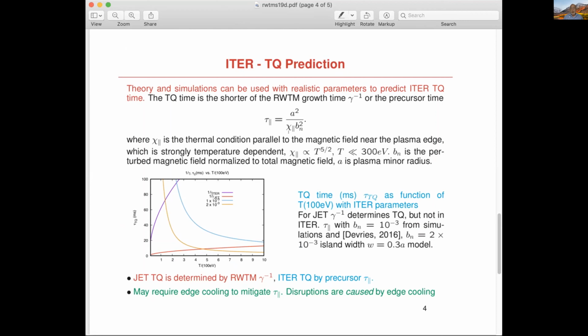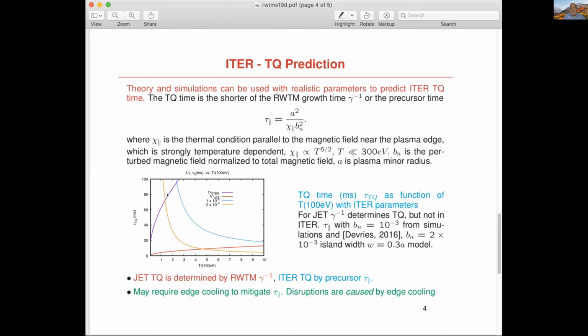I should mention that this time is strongly dependent on the temperature as well as on the magnetic field perturbation strength. I don't know exactly what those are going to be in ITER yet, so I've made a plot of the thermal quench time versus what the edge temperature would be, and I get different values of the thermal quench time. That's what's being plotted here. This is where JET is. This red line shows that JET has a very short thermal quench time. It's down here, and it's limited by the instability. In ITER, the instability is way up here, so it's not going to have a serious effect on limiting the thermal quench time.